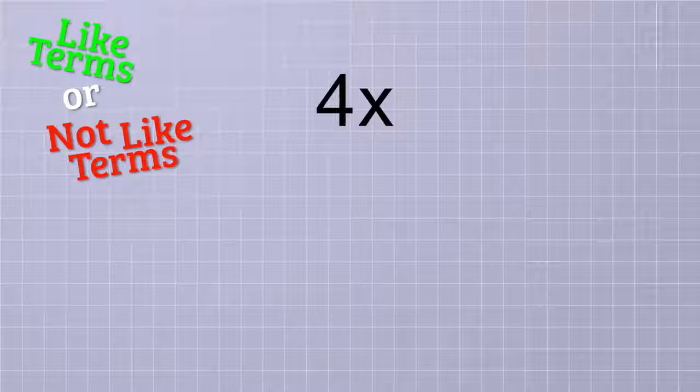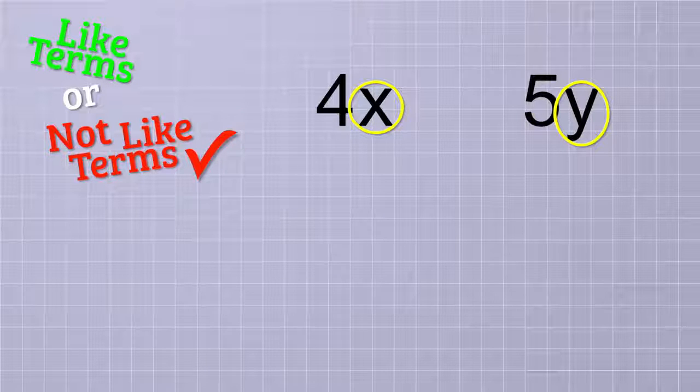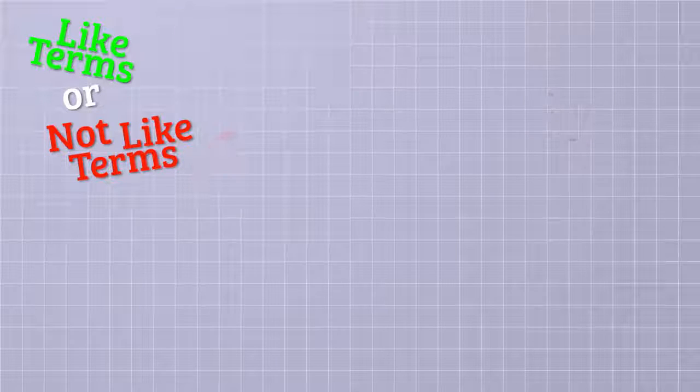Next up, we have 4x and 5y. Are these like terms? Well, they're both first-degree terms, but since the variables are different letters, they are not like terms. That means we can't combine them.